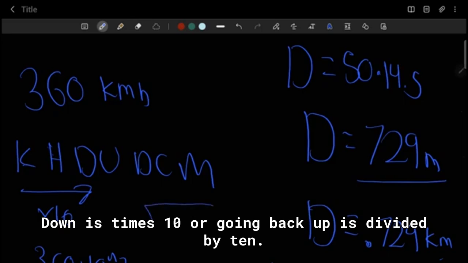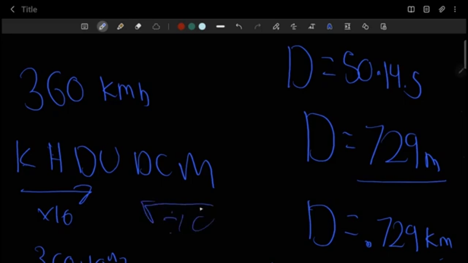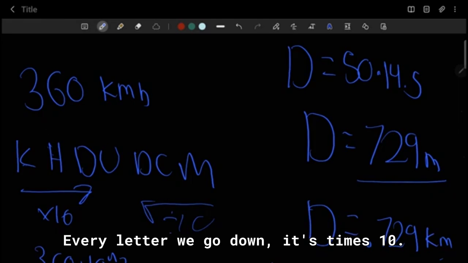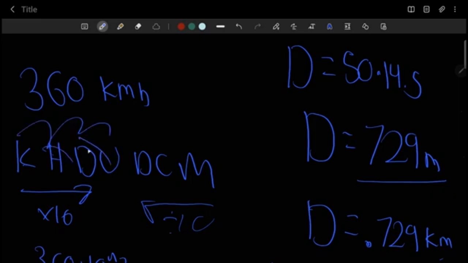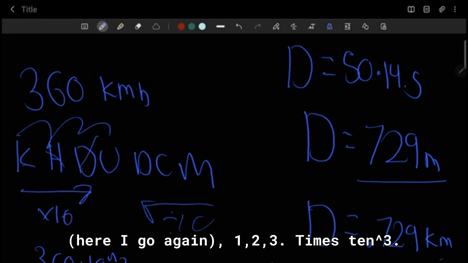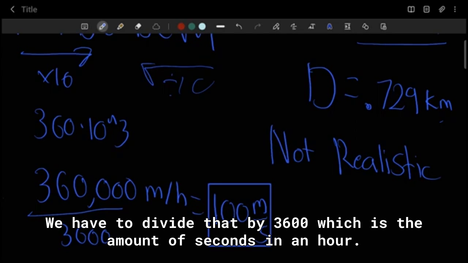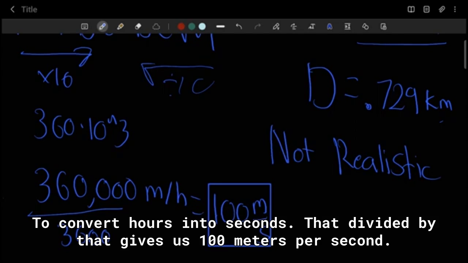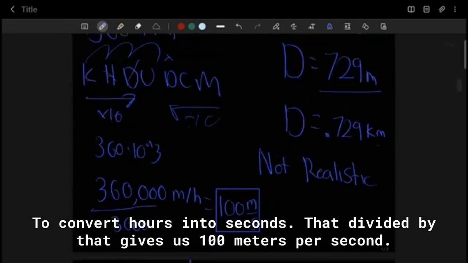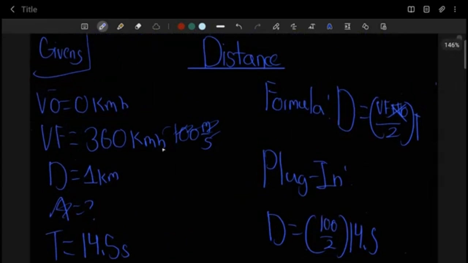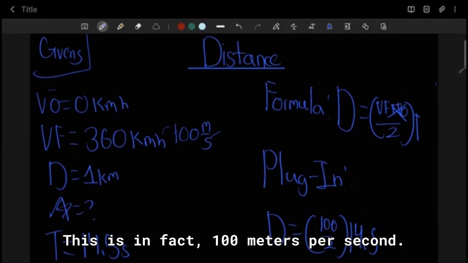Down is times 10, going back up is divided by 10. Every letter we go down, it's times 10. These two aren't important. I don't know what they mean, so I like to ignore them. 1, 2, 3, times 10 to the third. 360 times 10 to the third is 360,000 meters per hour. That's a lot. We have to divide that by 3,600, which is the amount of seconds in an hour, to convert hours into seconds. That divided by that gives us 100 meters per second. So, this is in fact 100 meters per second.